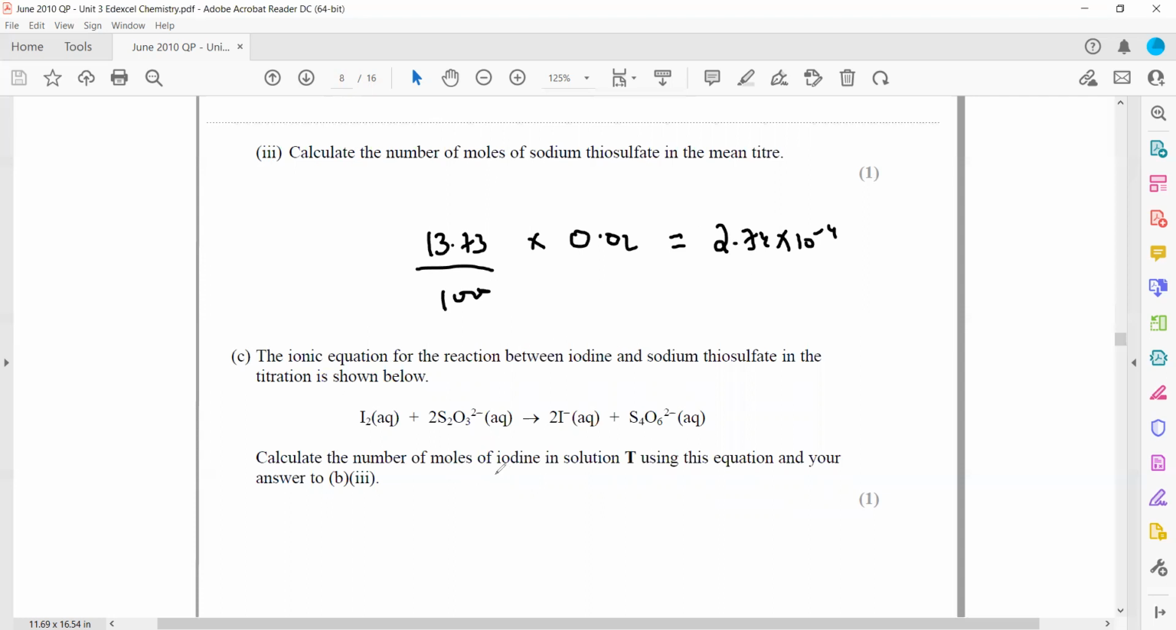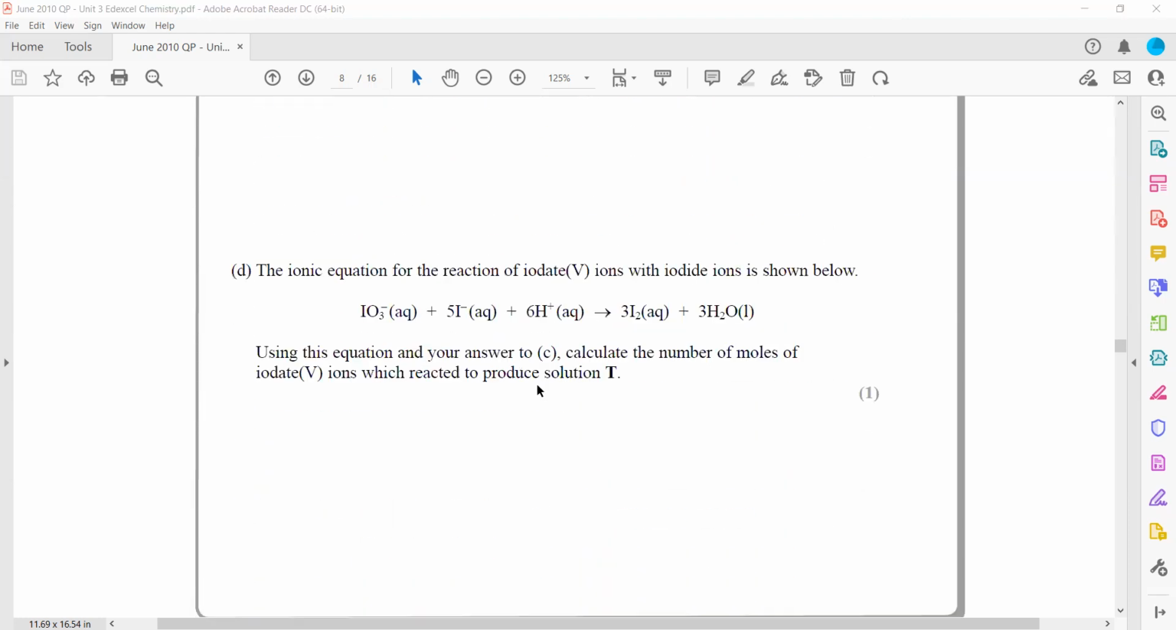Then calculate the number of moles of iodine in solution T. So how to get the number of moles? We have the moles of thiosulfate and we want the moles of iodine. The ratio is 1:2. So if we have the moles of thiosulfate 2.74 into 10 power minus 4, this will give us the total moles of iodine, which is 1.37 into 10 power minus 4. So using a ratio, we work out the moles of iodine.